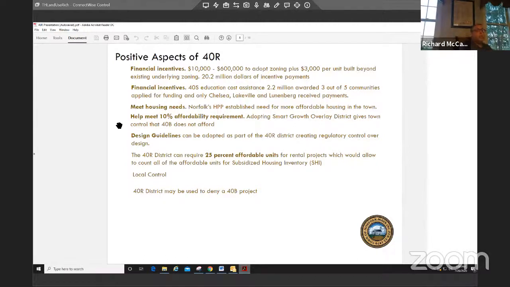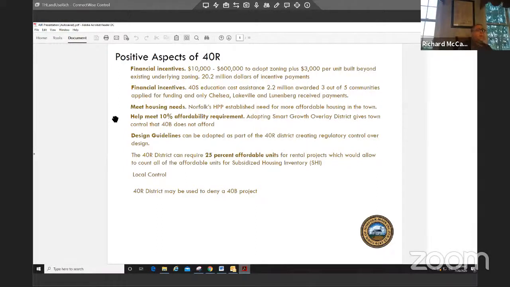So if you look here, so far the program has given out $2.2 million. Three of the 5 towns that applied, Chelsea, Lakeville, and Lunenburg, have received actual 40S payments. I will say that those were both larger rental unit projects, developments in Chelsea and Lakeville, which generated the school-aged children.